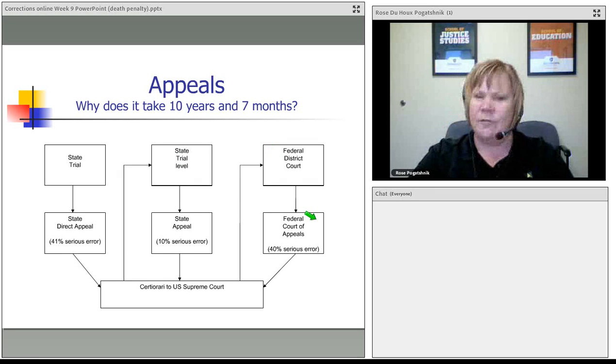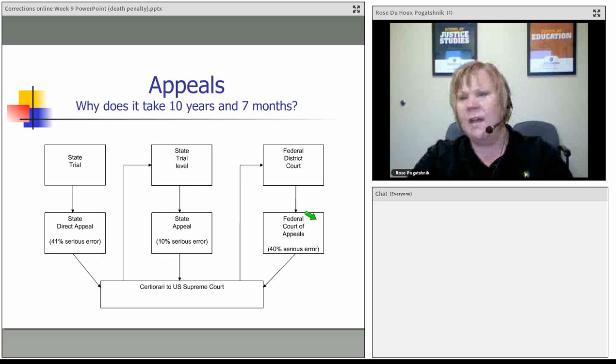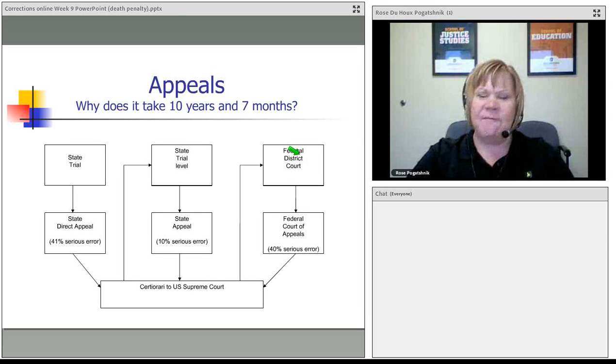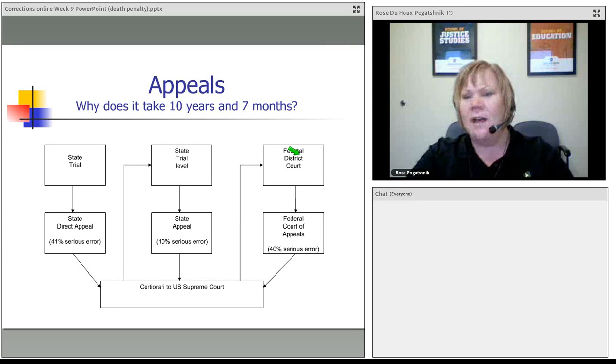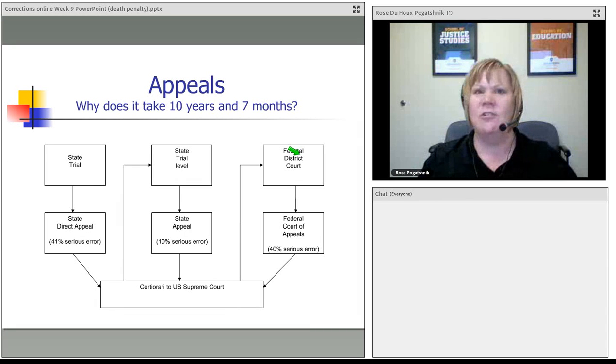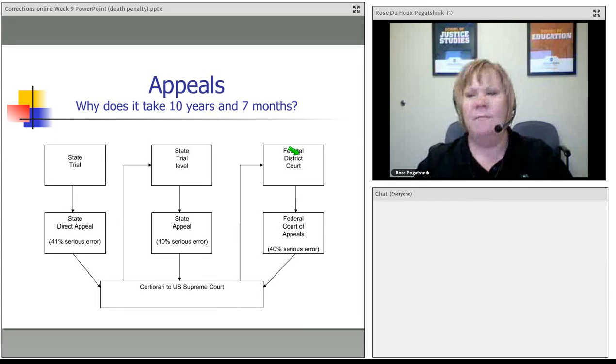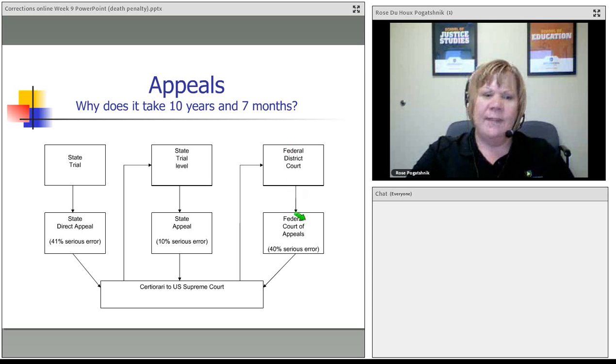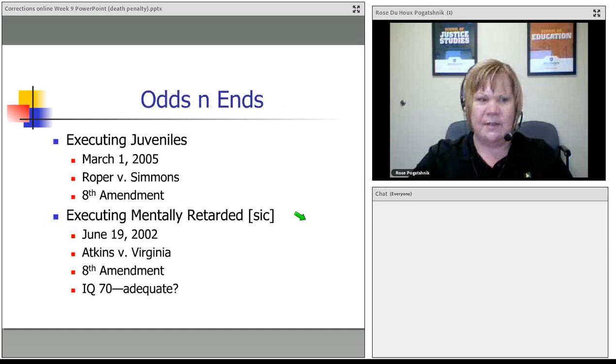And at the Federal Court of Appeals, they have about a 40%. At this third level, the Federal District Court, it's mainly talking about what's known as habeas corpus. A writ of habeas corpus basically says it's wrongful incarceration of this body. If this appeals process is not successful, at that point, then their execution date is set. But again, 10 years, 7 months, because we have a very, very thorough appeals process.